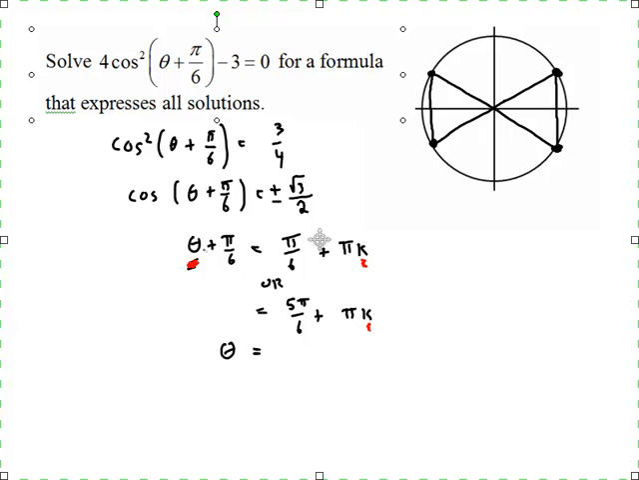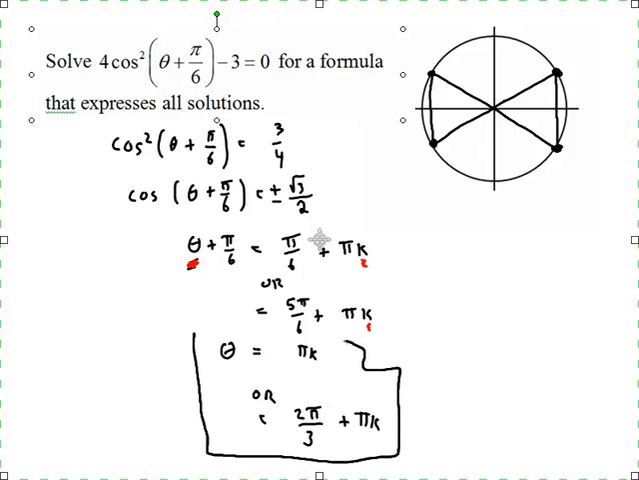So when I isolate theta, I'm going to subtract pi over 6. I'm going to look for like terms. I'll subtract it from here. Pi over 6 minus pi over 6 is 0, plus pi k. And finally at the bottom here, 5 pi over 6, take away pi over 6 is 4 pi over 6, or 2 pi over 3. Again, plus pi k. So at this point I have a formula for my variable theta. There's 2 of them that represent a good stack of angles.